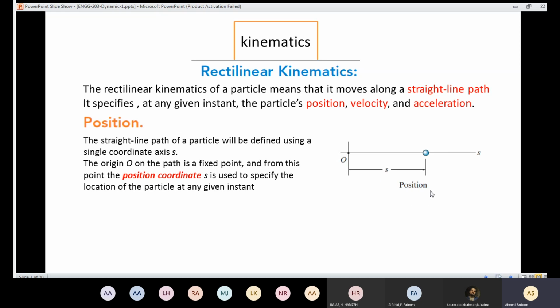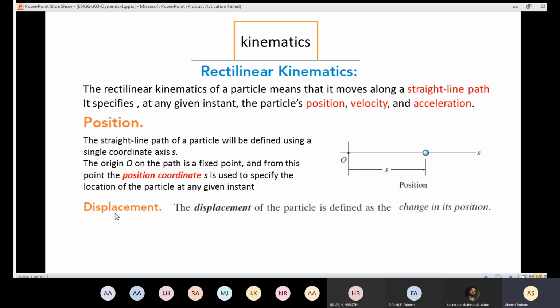And the position of that particle here is going to be measured from the origin. So here the point O is a fixed point, and it's the origin for the motion. So from O to the particle, here represents the position of the particle. Also, we have the displacement.